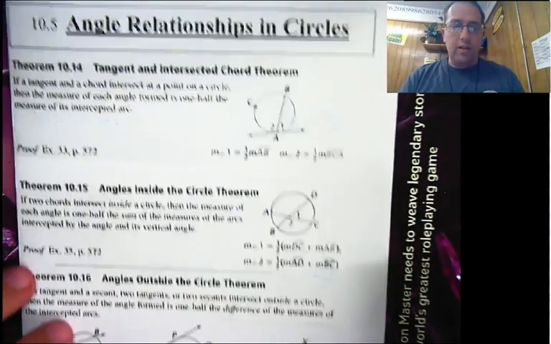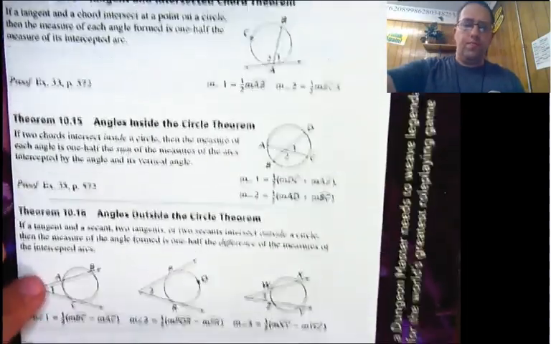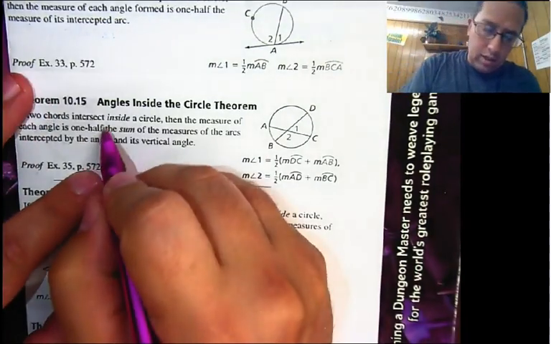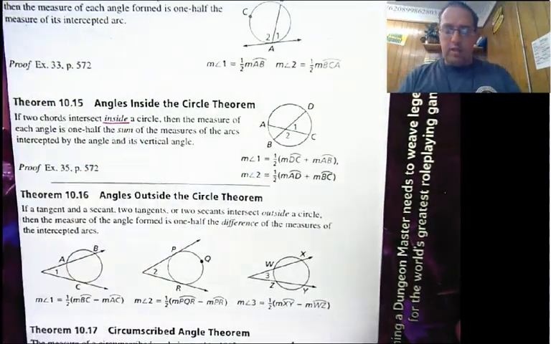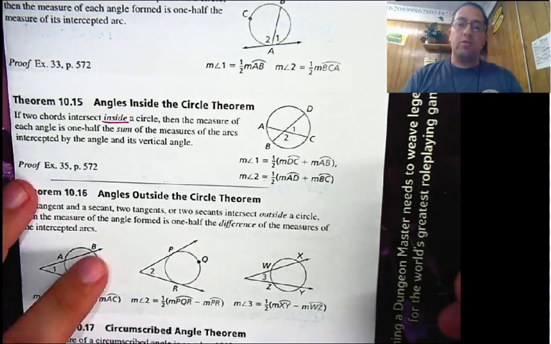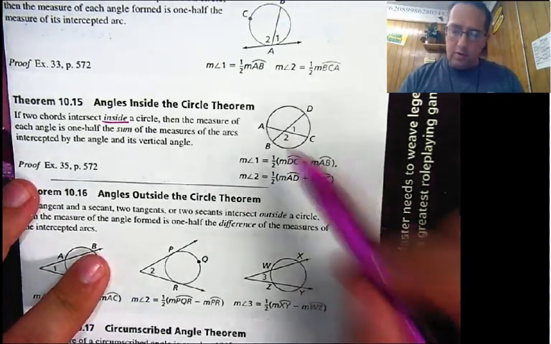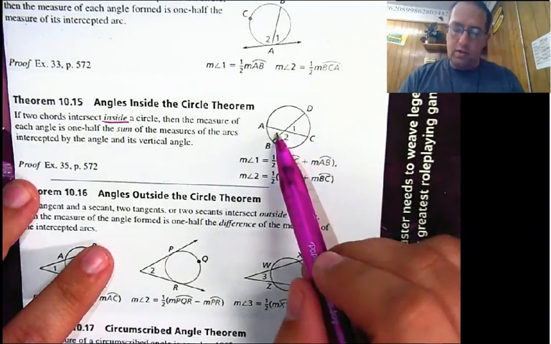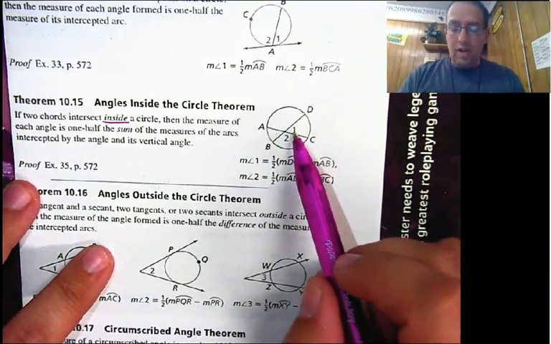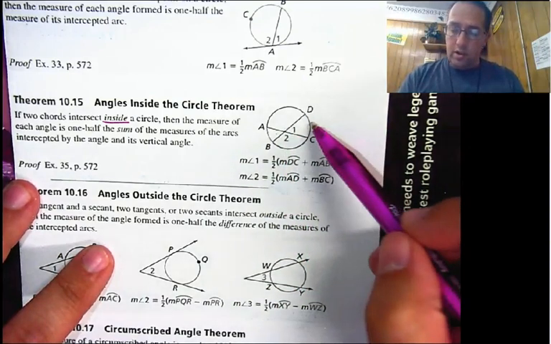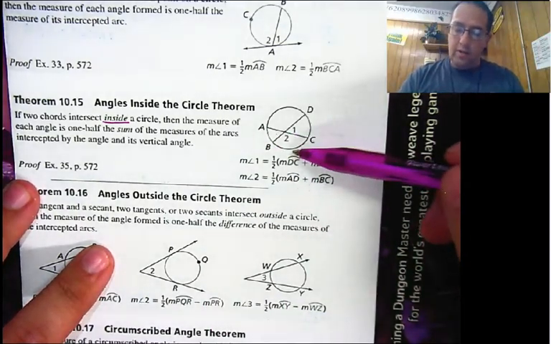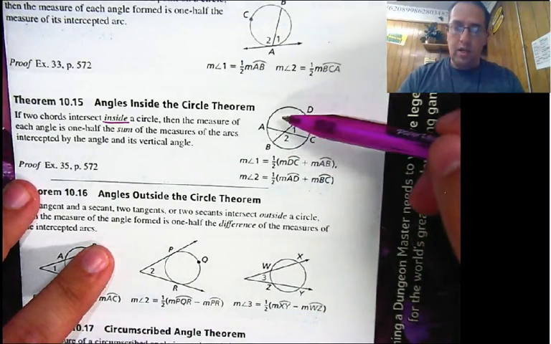Okay, next one we have angles inside the circle theorem. If you have two chords that intersect inside a circle, I'm going to underline that because that is important. Inside a circle, then the measure of each angle is 1/2 the sum of the measures of the arcs of the intercepted angle and its vertical angle. Okay, so we have angle 1 here, right? AC, DC both intersect inside the circle. So angle 1 is half the measure of arc DC plus arc AB. Angle 2 is half the measure of arc BC and arc AD.